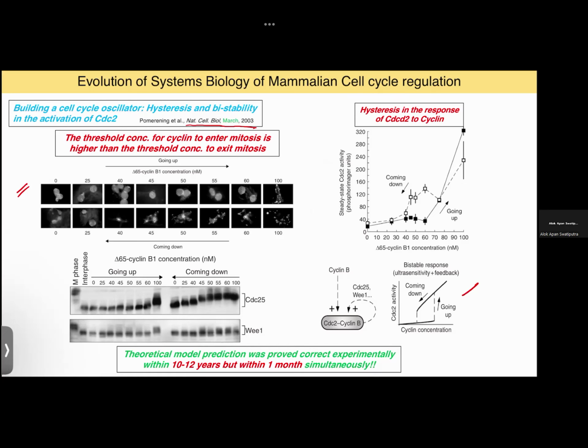They simply had faith in the model. They didn't talk to the modelers. They didn't ask for experimental help from them. They designed the experiment on their own and found out that whatever the model said was correct. So even if you have to wait for 10 to 12 years, within 1 month you can have two solid experimental proofs if your model is good.